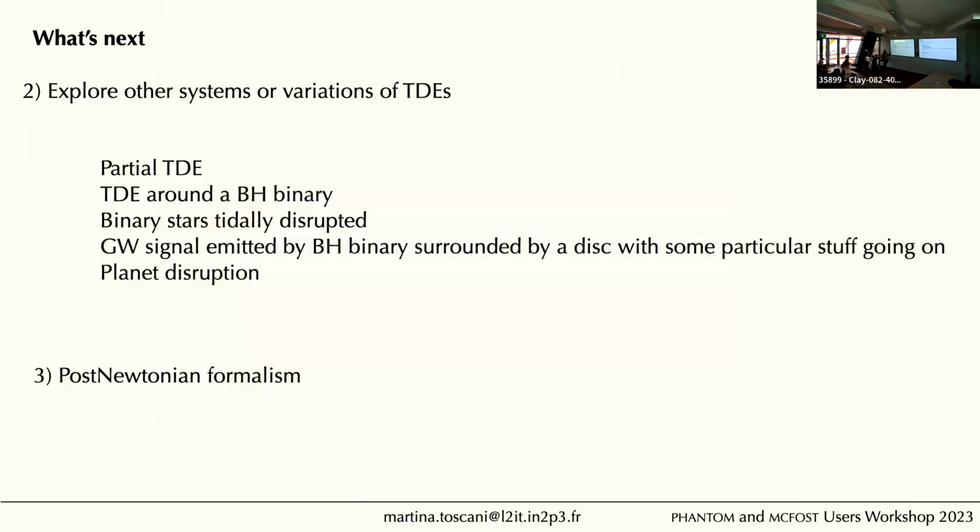But other things that we can do are to explore other systems or variations of tidal disruption events. For instance, one thing I would like to do in the following months is study the gravitational wave signal from partial tidal disruption events. Because in this case, what remains of the star continues to orbit around the black hole, the signal to noise ratio can increase a lot, and this can become promising for future detection. But also, for instance, what is the gravitational wave signal of a TDE around a binary black hole, or a TDE of a binary star around the black hole, where there are infinite possibilities to explore.